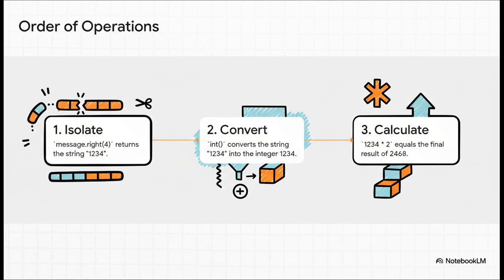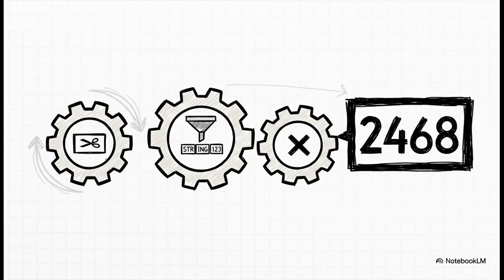Now, and this is so important, right now the computer sees that as text. It's the string 1, 2, 3, 4, not the number. You can't do math with text. That's where int becomes the hero. It takes that string of digits and converts it into a proper integer, the number 1234. Now, and only now, can we do the math. We multiply it by 2. And that leaves us with our final predicted output, 2468. You see how we did that? We just followed the chain of commands. The output of one thing became the input for the next. That's all there is to these tricky-looking problems.